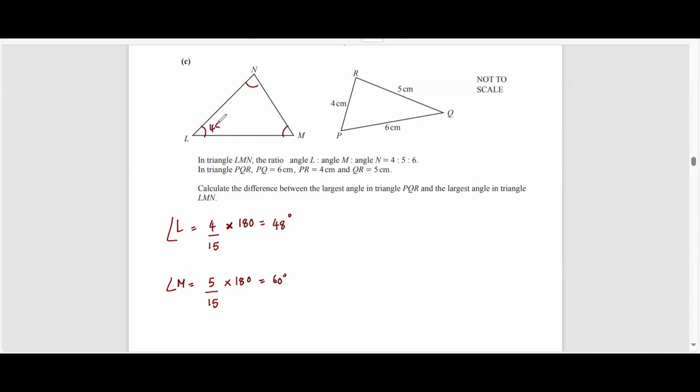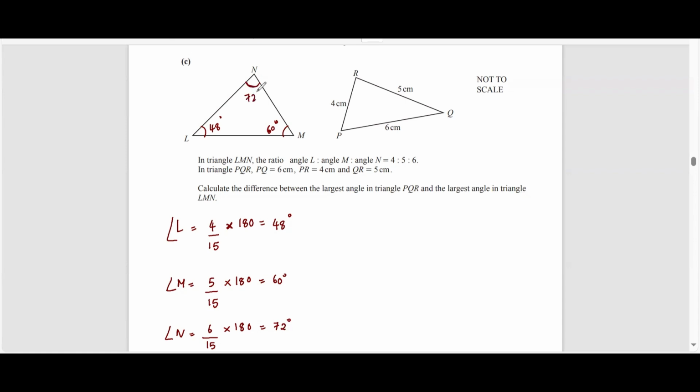So we got angle L as 48, angle M as 60, and for the last one, you can just subtract 48 and 60 from 180, or else for angle N, the ratio is 6. So the ratio of angle N divided by the total ratio, 15, times the sum of the angles, 180 degrees. When you put this in the calculator, you will get 72 degrees.